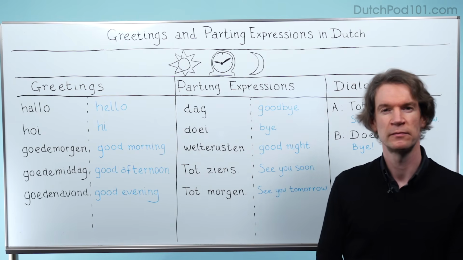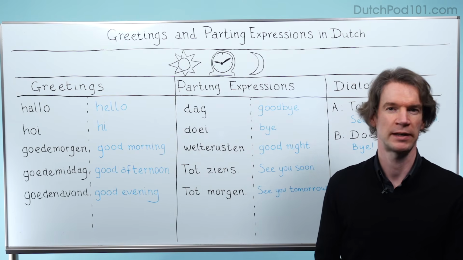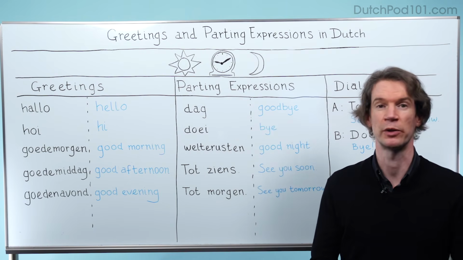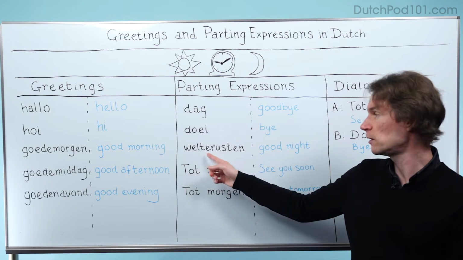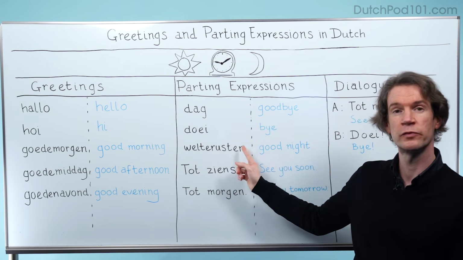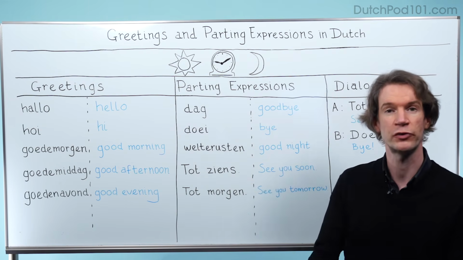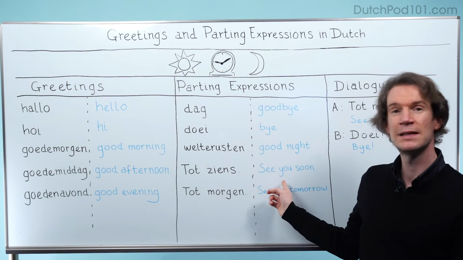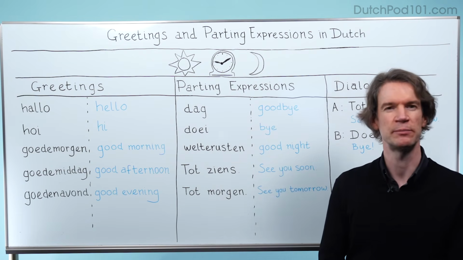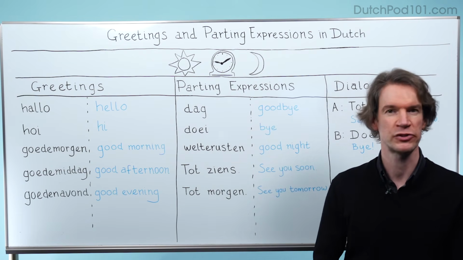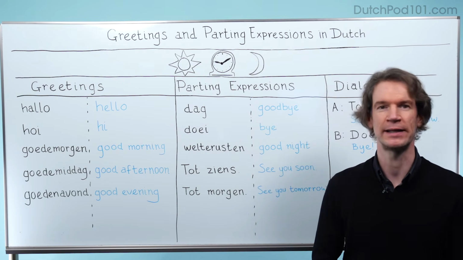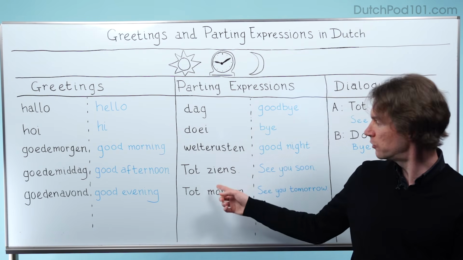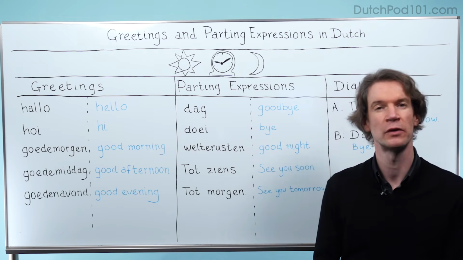Welterusten. This is how you say good night, and it's used only before going to bed or going to sleep. Tot ziens. See you soon. Literally it means see you again, but it's a common way of saying goodbye in any kind of situation.